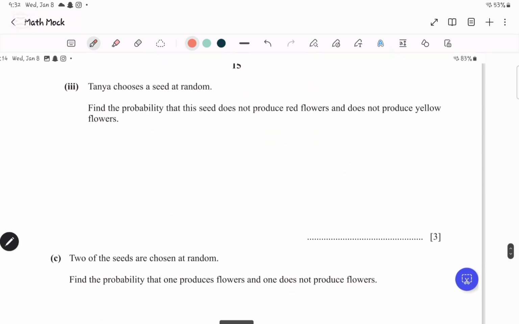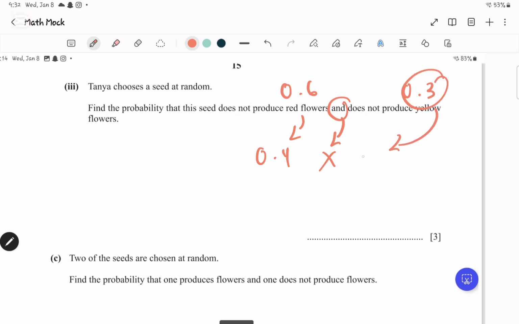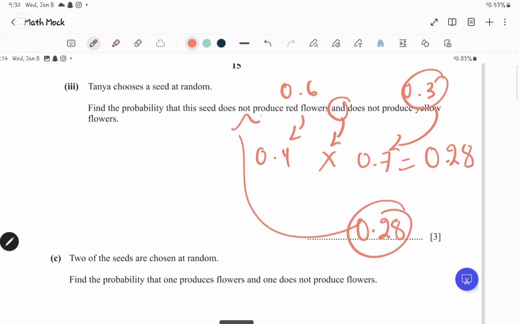Now Tanya chooses a seed at random. Find the probability that this seed does not produce red flowers and does not produce yellow flowers. Now here is where we do something nice. We know red flowers is 0.6, yellow flowers is 0.3. However, the ones that do not produce red flowers is 0.4, because 1 minus 0.6. Here in this case we do and as multiplication. Yellow, we do 1 minus 0.3, and it gives us 0.7. So 0.4 times 0.7 gives us 0.28. Now 0.28 is the probability that it is not producing red and is not producing yellow.